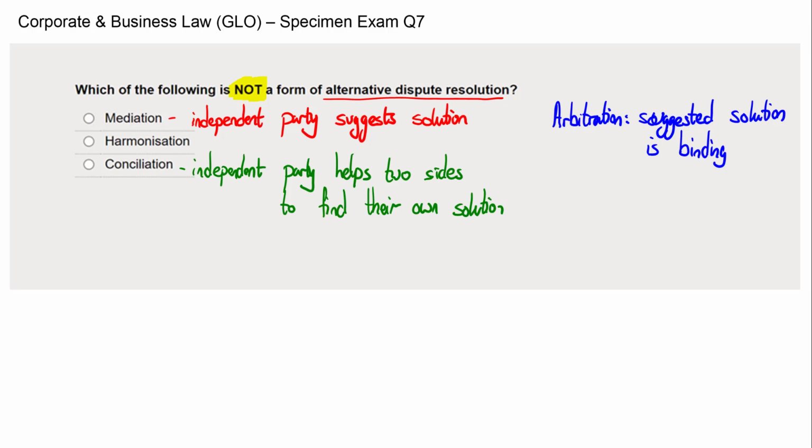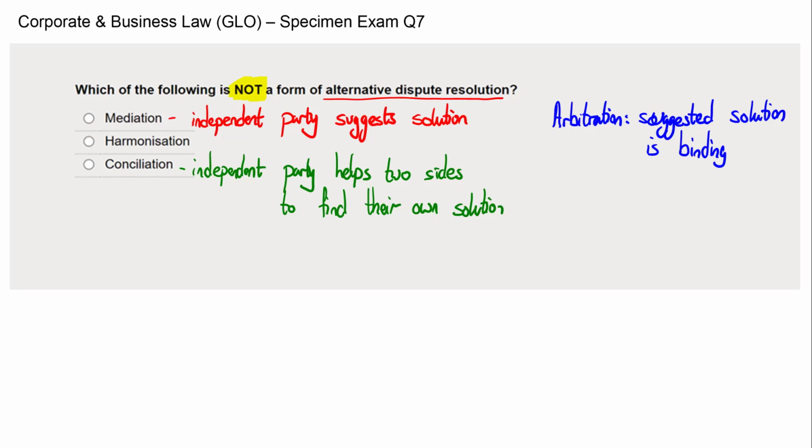This is when the independent party helps the two sides to find their own solution. So conciliation, sometimes described a bit like marriage guidance. You bring the two parties into the room, you try to get them to see things from the other person's point of view, you try to encourage them to find their own solution. The difference, therefore, between mediation and conciliation is that the mediator will actively suggest a solution that they think is fair, and the conciliator will not suggest a solution.